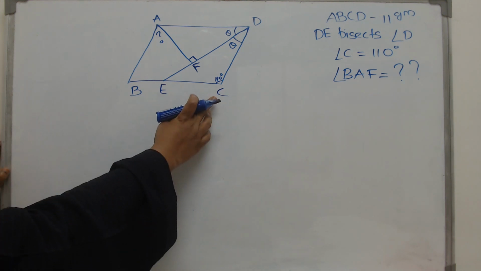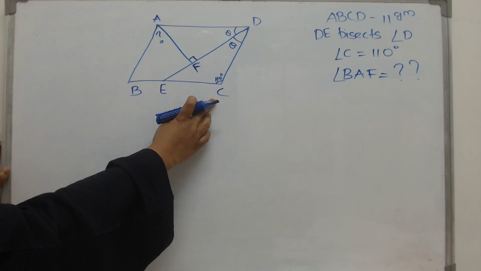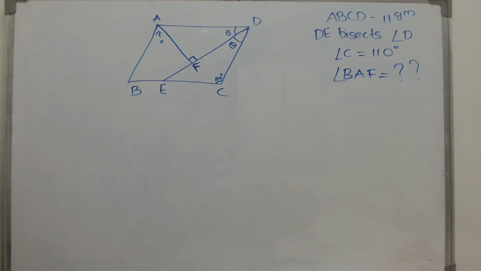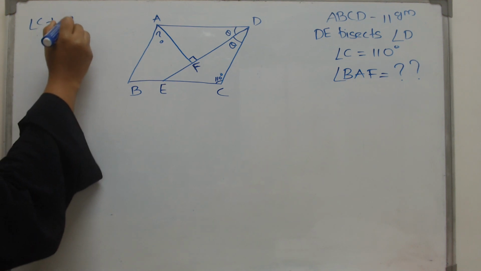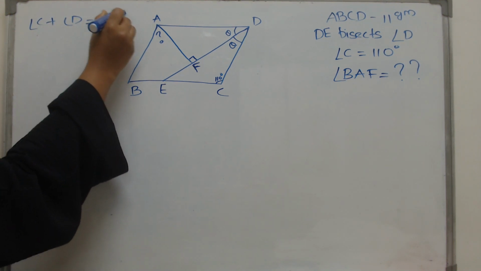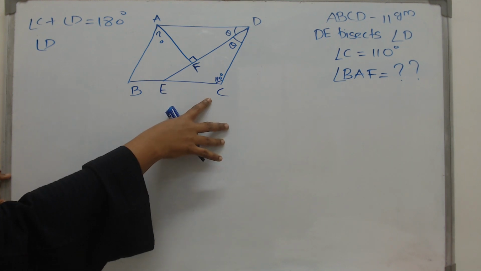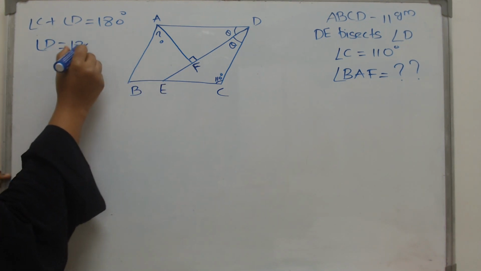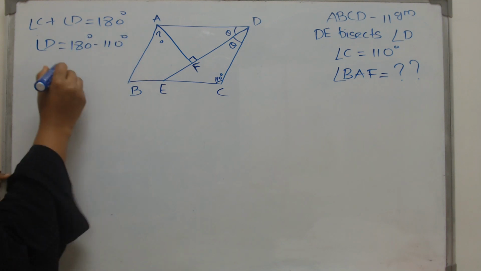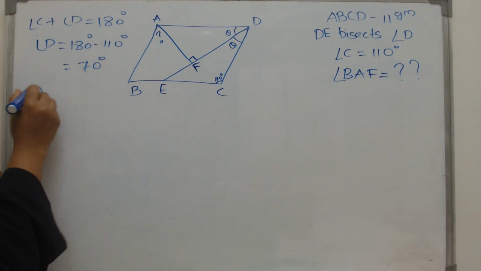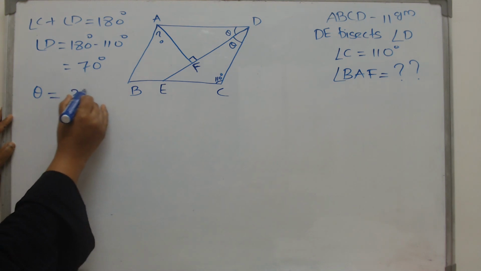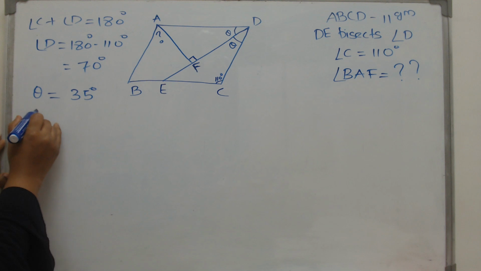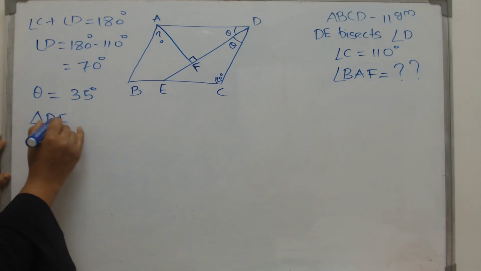So what else is given? This angle here is 110. What do we know about the angles of a parallelogram? The sum of the adjacent angles is 180 degrees. But then here we see this is 110. So angle D is 70 degrees, which means theta, the half of angle D, is what? It is 35 degrees.